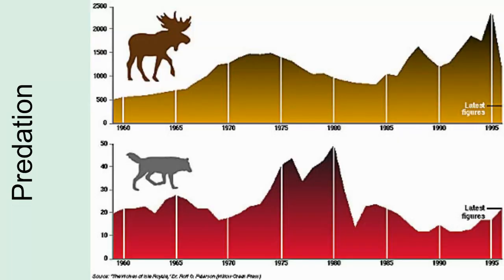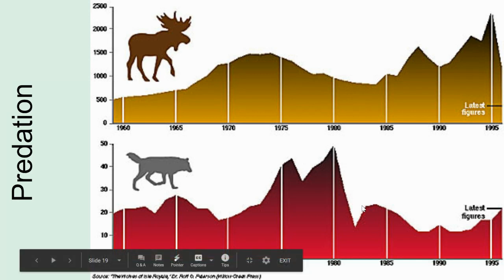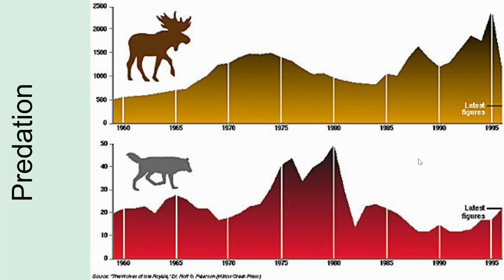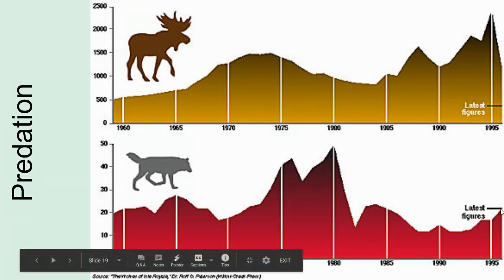Predation is a density dependent limiting factor. The number of prey is determined by how many prey there are, because as the number of prey increases, the number of predators is going to increase. And then because the number of predators increases, the number of prey will decrease because they're being hunted. And as the number of prey decreases, so does the number of predators because they don't have enough food. But then as the number of prey increases again, guess what? So do the number of predators.